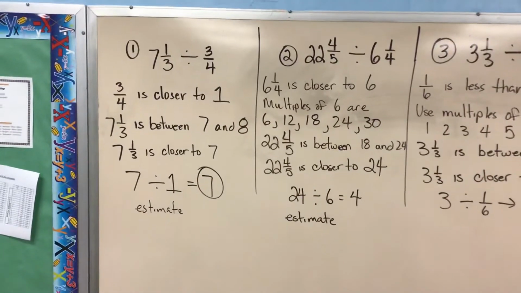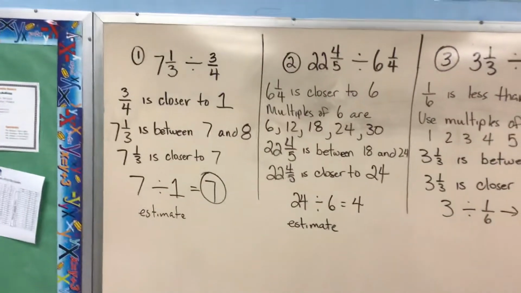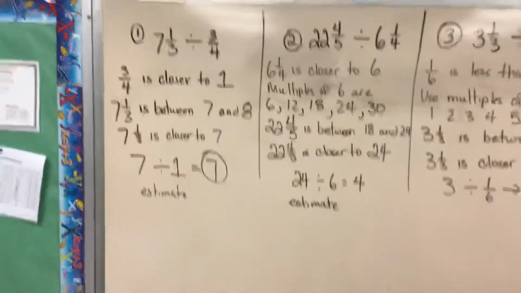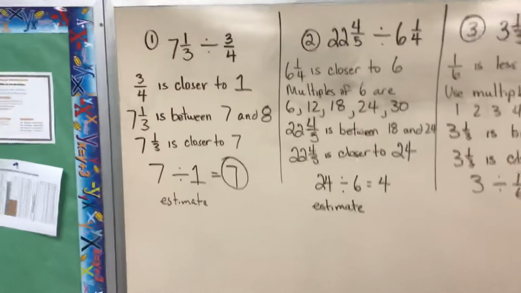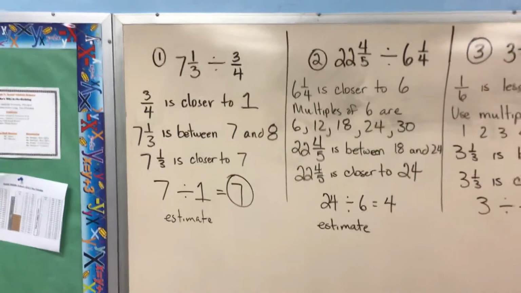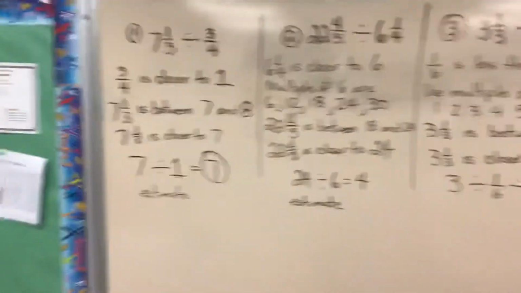7 1/3 is closer to 7, so now I rewrite my estimate and I get 7 divided by 1 equals 7. Again, you'll notice I labeled my estimate so I knew what it was.